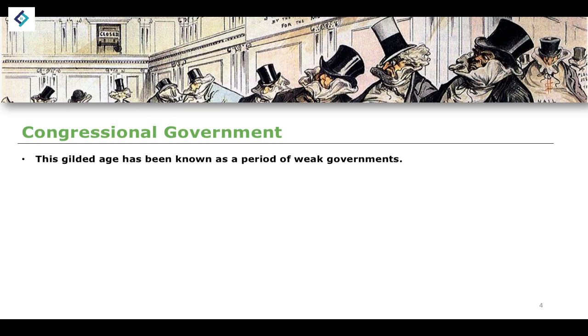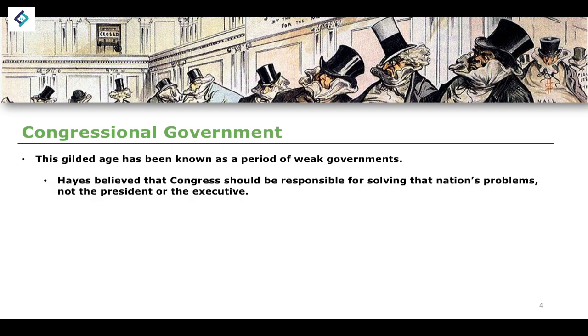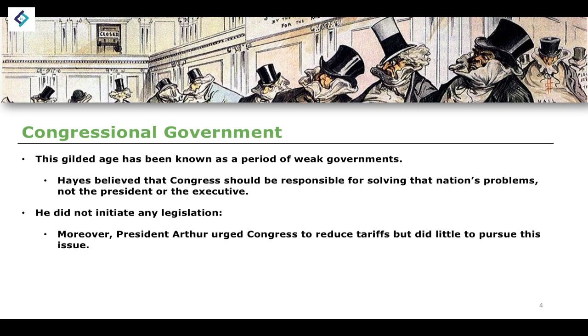In terms of congressional government, we know that the Gilded Age is exemplified by a period of weak governance, weak presidents, weak congressional leaders, and corruption. All of these things we can essentially ascribe to this period of the Gilded Age. For example, Rutherford Hayes believed that Congress should be responsible for solving the nation's problems, not the president or the executive. And so as a result, he essentially devolved the issues that the US had to Congress. And so we see a relatively laid-back, laissez-faire president in response to the solving of the nation's problems. Now, he did not initiate any legislation himself.